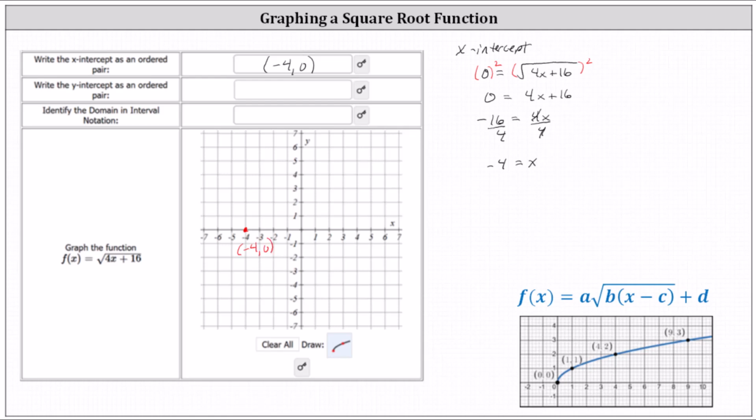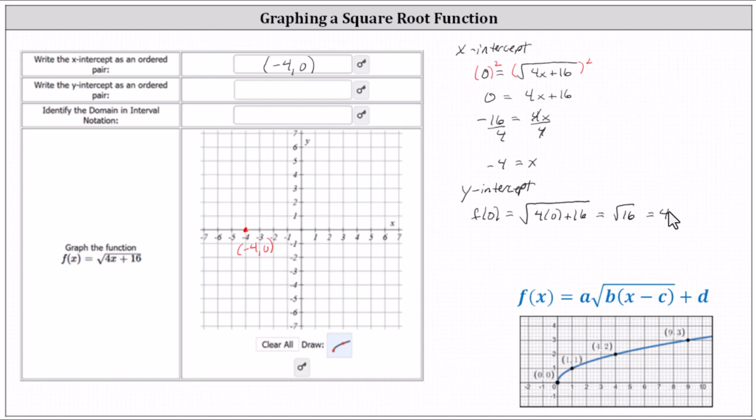And now we want to find the y-intercept, which is where the graph intersects the y-axis. Every point on the y-axis has an x value of 0, which indicates to find the y-intercept, we set x equal to 0 and solve for y, or determine f of 0. F of 0 is equal to the square root of the quantity 4 times 0 plus 16, which equals the square root of 16, which is 4.